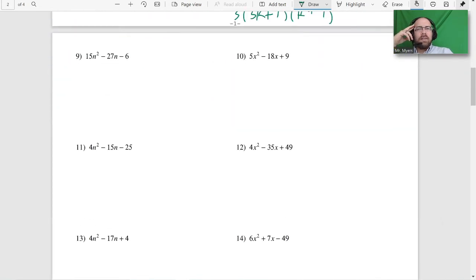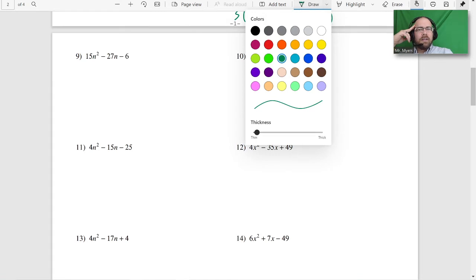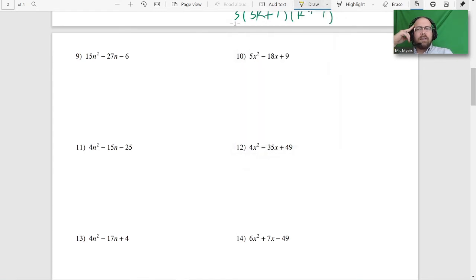Okay, on to the next set. So we're on to the next color. I'm going to do a gold instead of a yellow because it's a little easier to see. Again, we get that 3 thing going on. All these divide by 3. So we're going to divide that out.